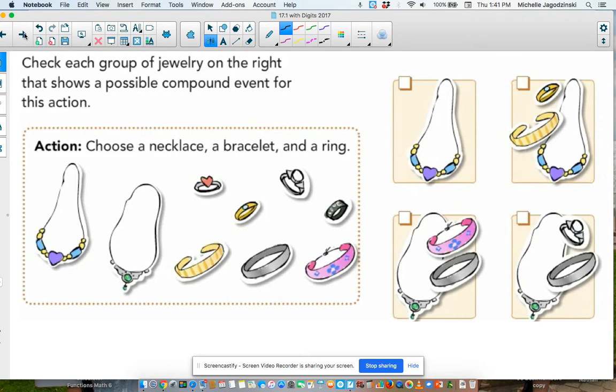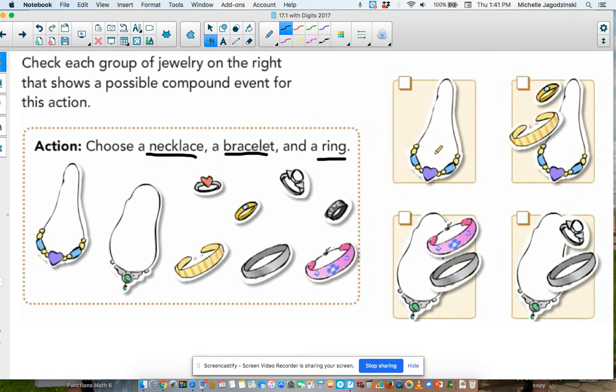And it says, check each group of jewelry on the right that shows a possible compound event for the action. The action says to choose a necklace, a bracelet, and a ring. So I need to look at these images over here. I need to find the image that has a necklace, a bracelet, and a ring.